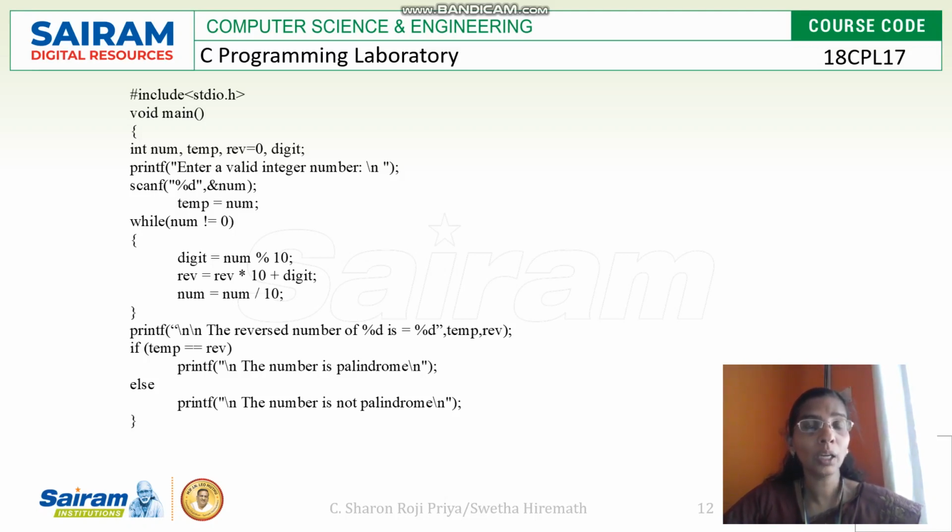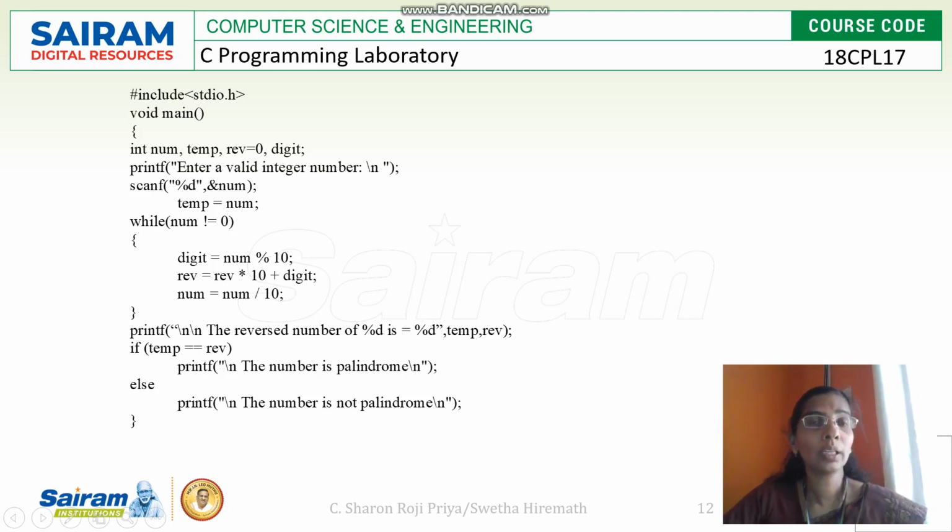Suppose you have 12, and when you divide 12 by 10, the remainder will be 2. So 1, 2. How can I get 2? So divide the number by 10 and get the remainder. In programming languages, to get the remainder, I'll be using the modulus operator. So num modulus 10 will give you the remainder. That remainder will be the last digit. So that digit should come in the first place.